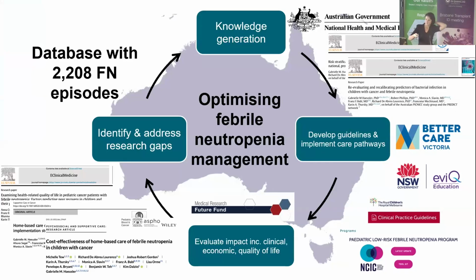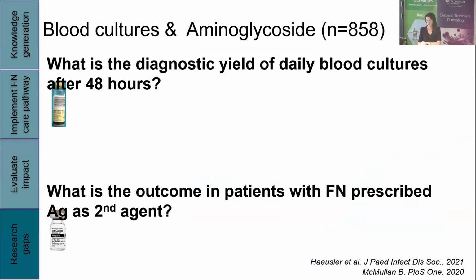So by now, after we've done this series of projects across the country, we have a database of over 2,200 prospectively collected febrile neutropenia episodes in paediatric patients. And we've been able to use these data at various times along the way to answer some other questions. An important one, certainly in our micro lab, is what is the diagnostic yield of daily blood cultures in a patient that's clinically stable but persistently febrile after 48 hours.